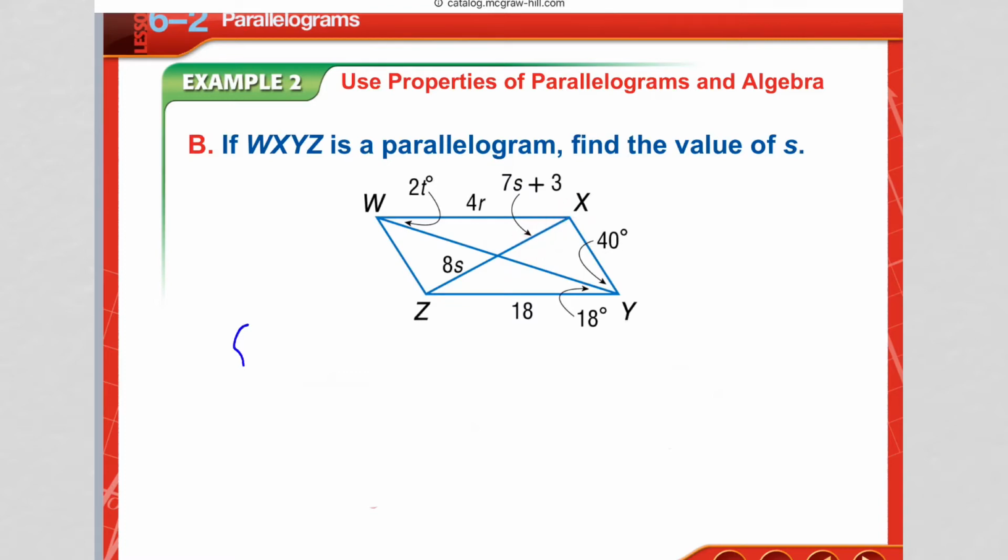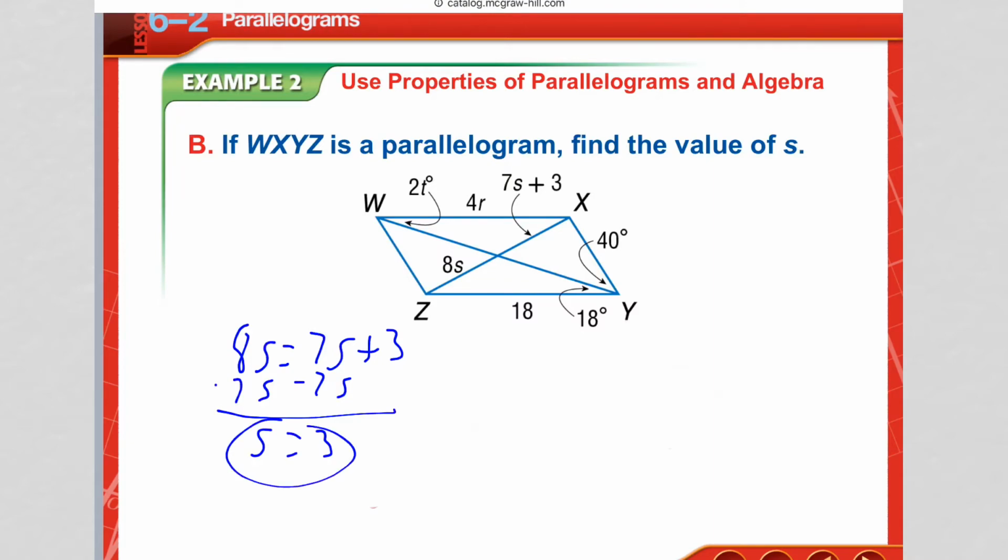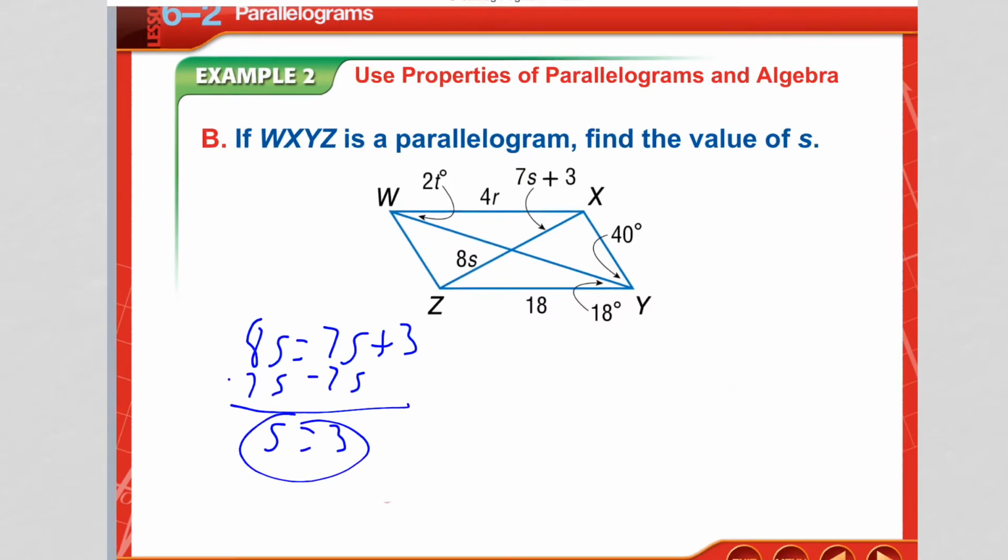So I'm going to have 8s equals 7s plus 3. So we're going to subtract 7s from both sides. And so we get s equals 3. And that's it. Let's go on to the next one.